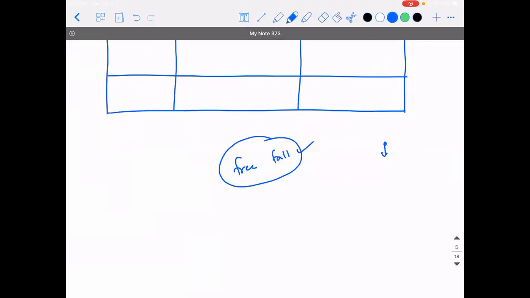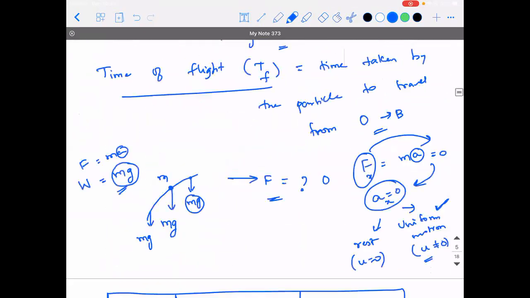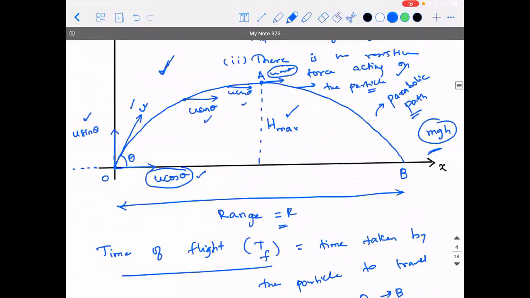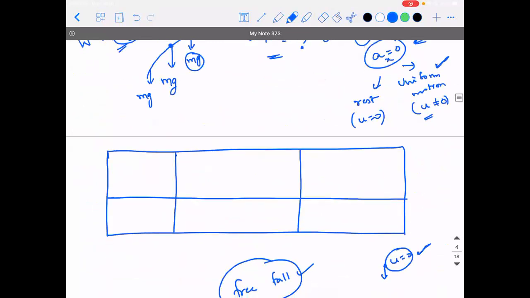Now, what do you mean by an object being dropped? Initial velocity is 0. Correct? You're able to understand? So many people think that when an object is dropped, it is free fall. No. Free fall is an object traveling under the influence of gravity. If that is the case, this is also an example where the object travels under the influence of gravity. Now you tell me whether it is going to be a rectilinear motion or not. It need not be. Right? Yes, sir.